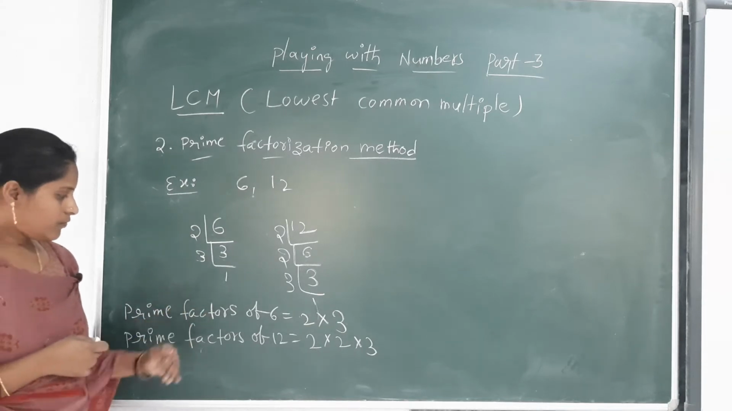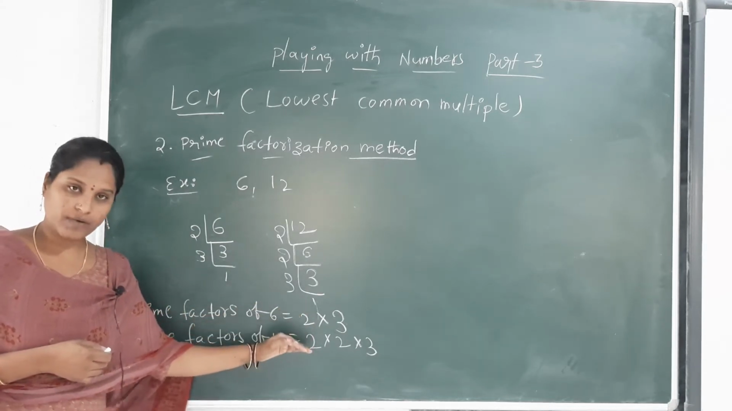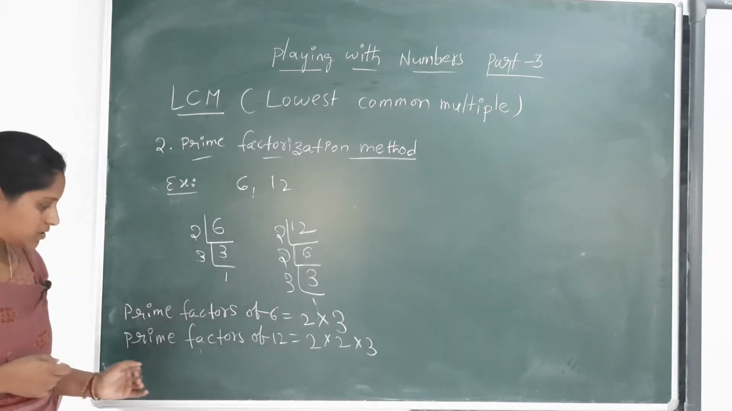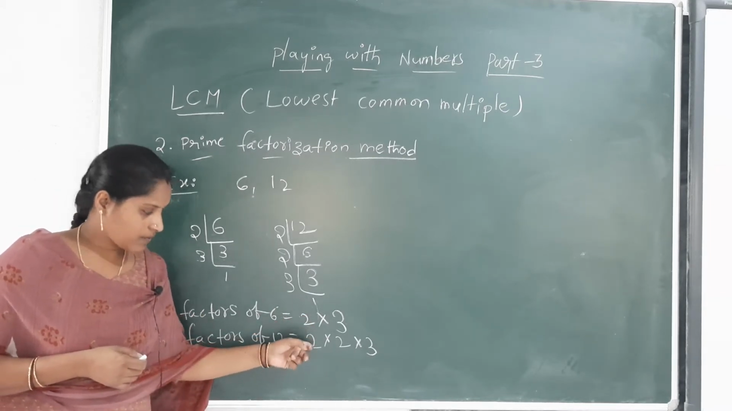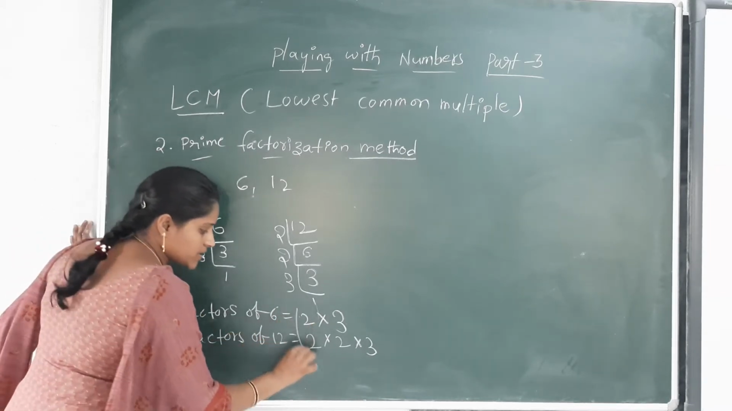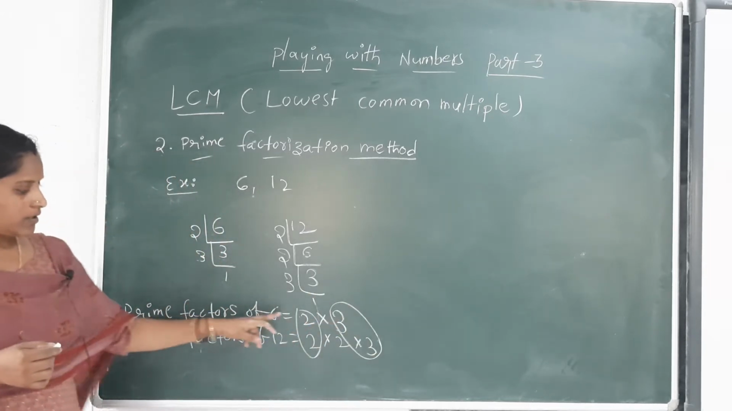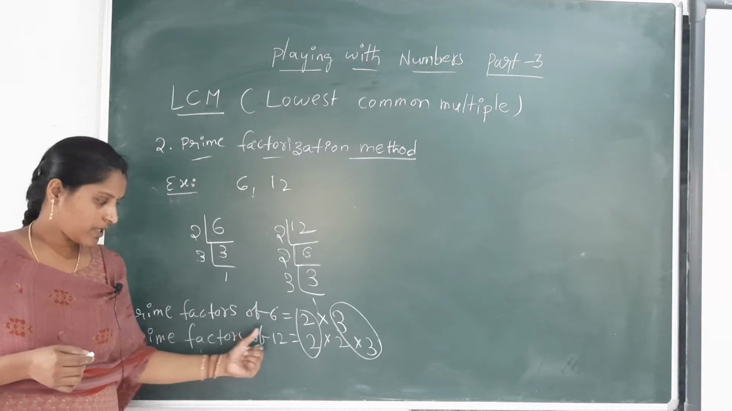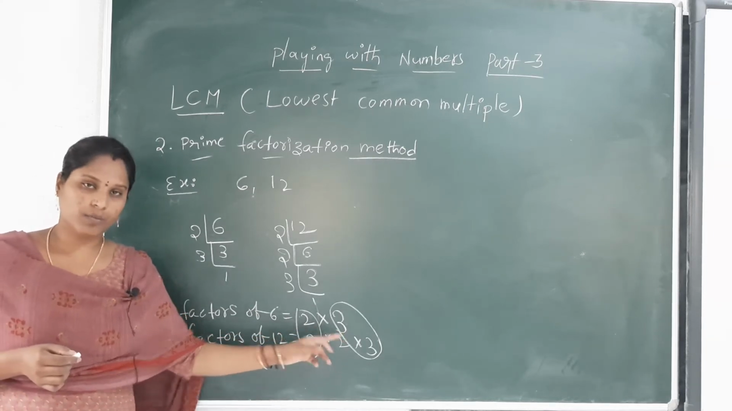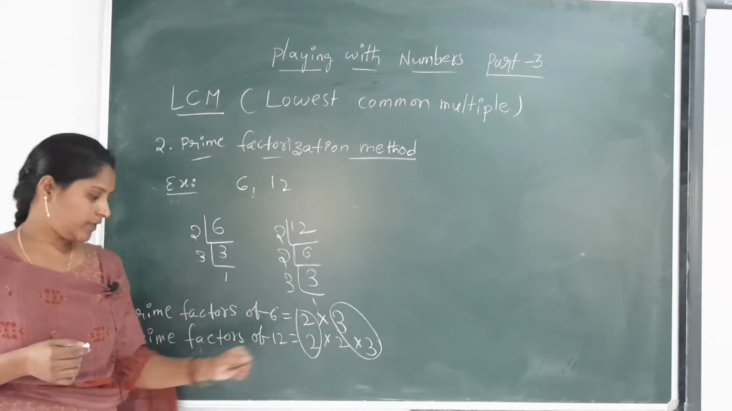After, we have to encircle the common factors for both the numbers. Here 2 is common for both, and again 3 is common for both. Here 2 is common for both, that's why we are encircling it here, and again 3 is common for both, so we are encircling 3 here.